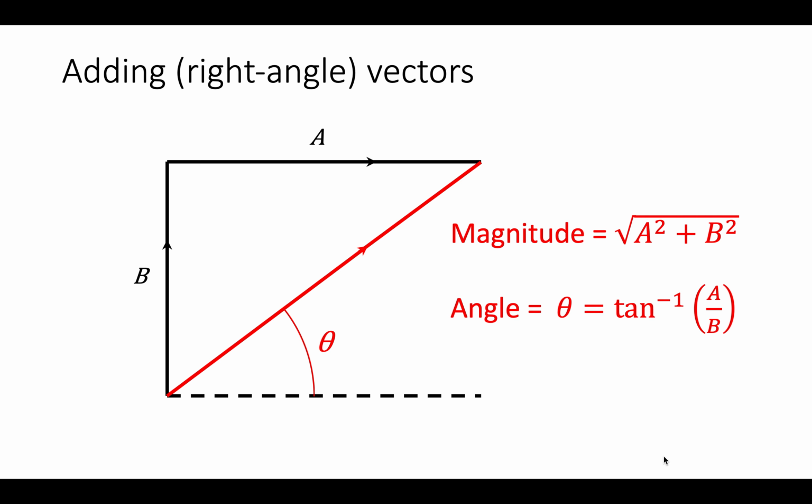So we can use Pythagoras to work out the magnitude. It will be c squared equals a squared plus b squared, so take the square root of those squareds and you will find the magnitude, and the angle is found using basic trigonometry.